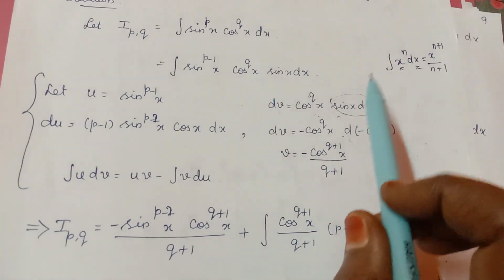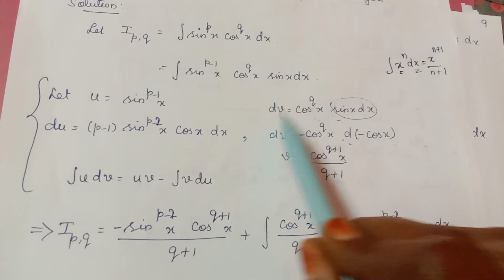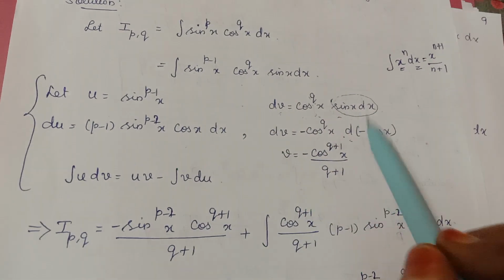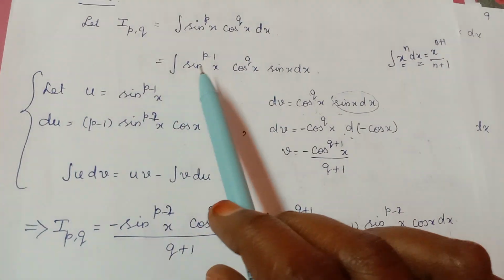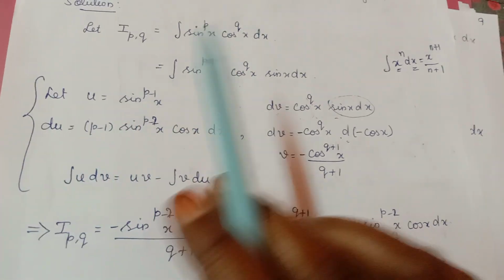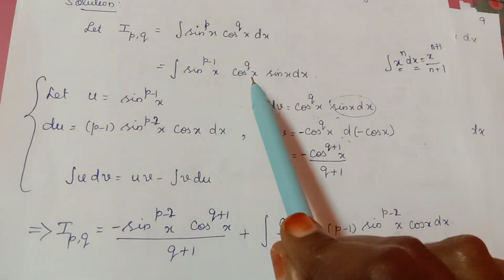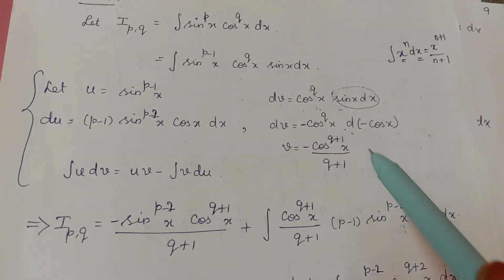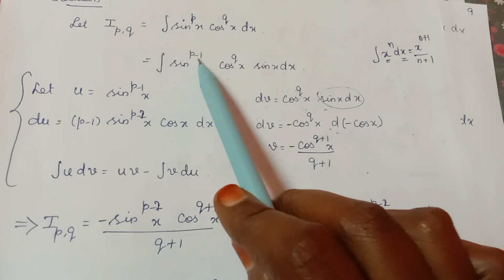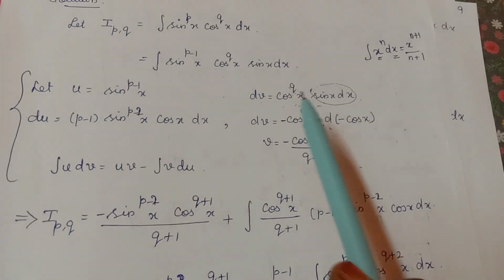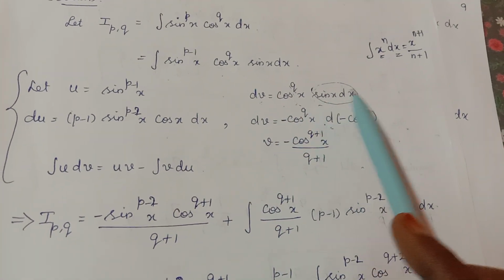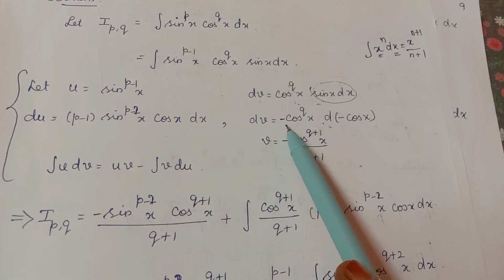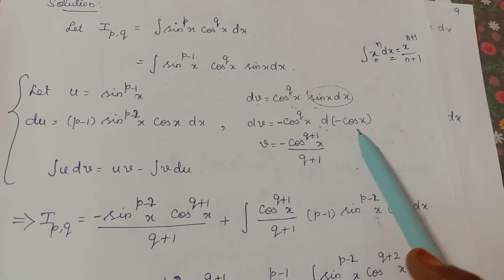Otherwise, if you simply take cos power q as your dv, this process cannot be applied. There will be no change in u. Even if you take sin power p x, that won't do any harm. Only for integration you won't get it in the correct form. So for the purpose of integration only I have taken sin p minus 1 into sin x. Now you can rewrite it as minus into minus, so minus cos power q x into differentiation of minus cos x.